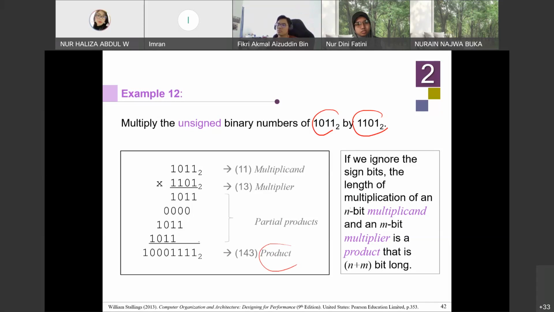Multiplicand is n bit, multiplier is m bit, and the product is going to be n plus m bit. Okay, if you got 4 bit multiply with 4 bit, the product will be 8 bit, because this is the equation. If you have 5 bit multiply with 4 bit, you're going to get 9 bit long for the product. Okay. So that is the statement for this part.